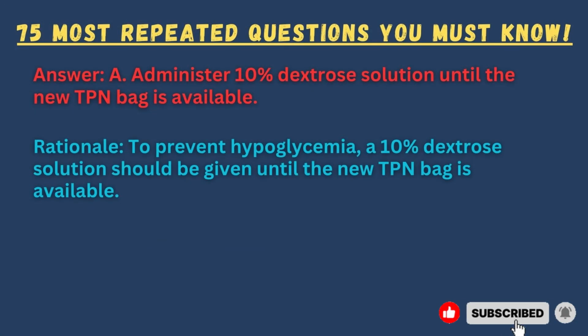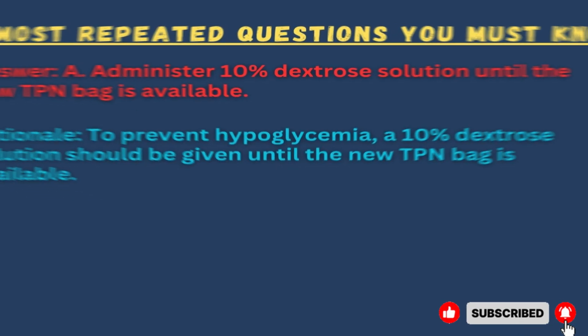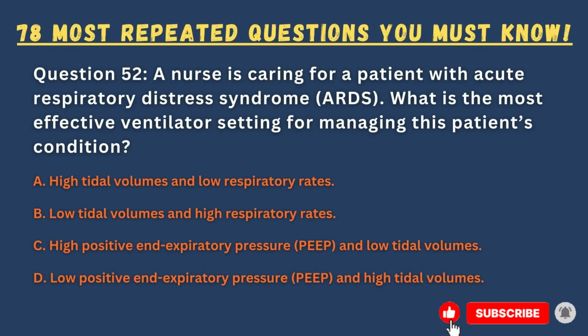Answer: A. Administer 10% dextrose solution until the new TPN bag is available. Rationale: to prevent hypoglycemia, a 10% dextrose solution should be given until the new TPN bag is available. Question 52. A nurse is caring for a patient with acute respiratory distress syndrome, ARDS. What is the most effective ventilator setting for managing this patient's condition?